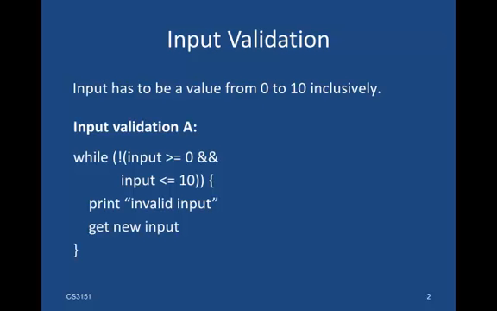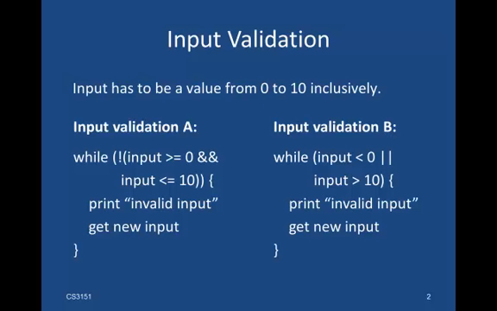Here's another version of a conditional expression. The input value is invalid if the value is less than 0 or if it is greater than 10. Thus the alternative while loop condition is input less than 0 or input greater than 10. So which version is correct? Don't they both make sense? We'll find out soon which version is correct by transforming propositions.